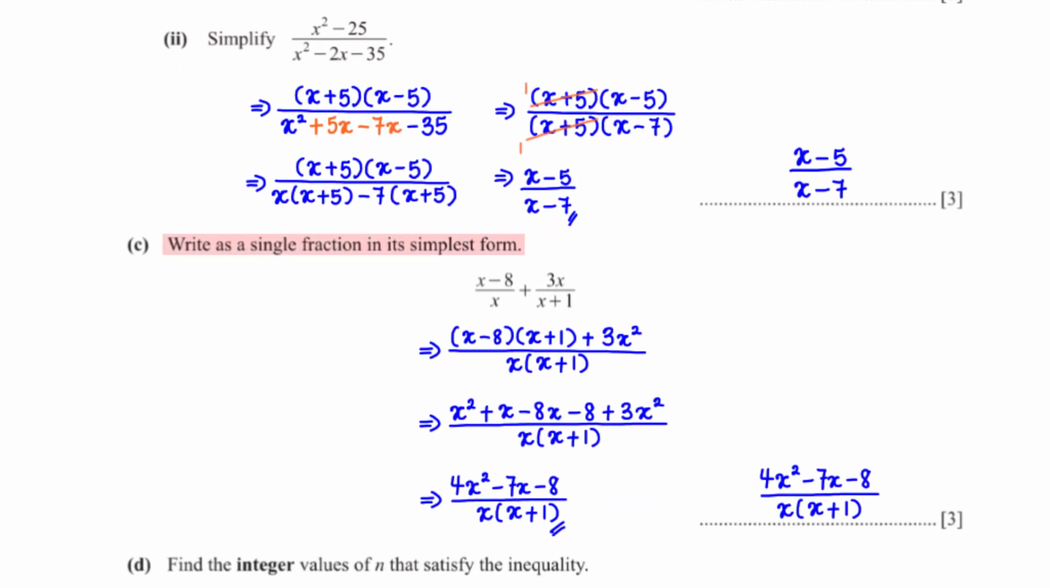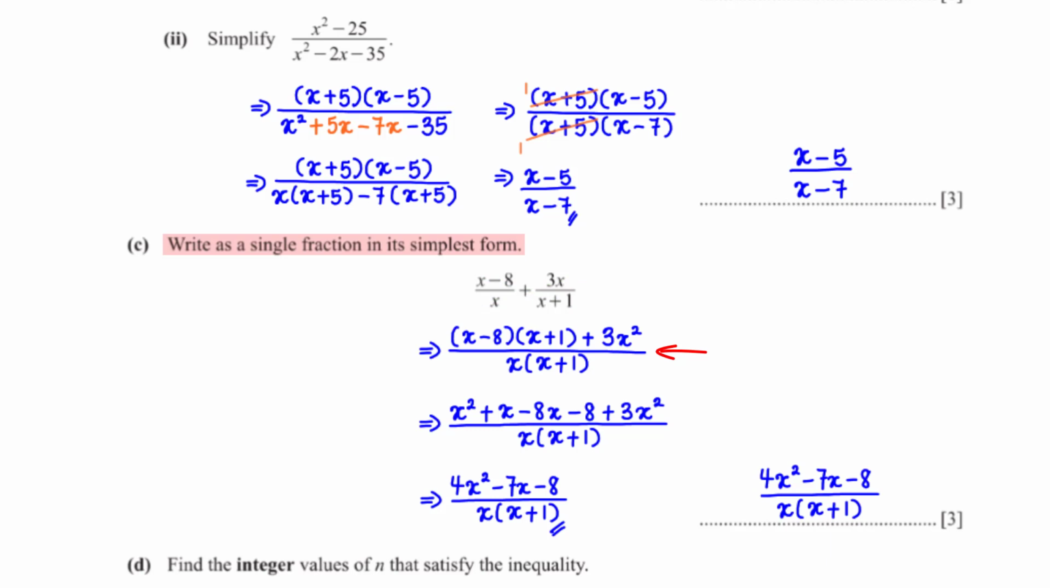Write as a single fraction in its simplest form. To write this as a single fraction, we cross multiply, giving us x minus 8 times x plus 1 plus 3x times x, which is 3x squared. Then we divide by the LCM of the fractions, which we get by multiplying the denominators.